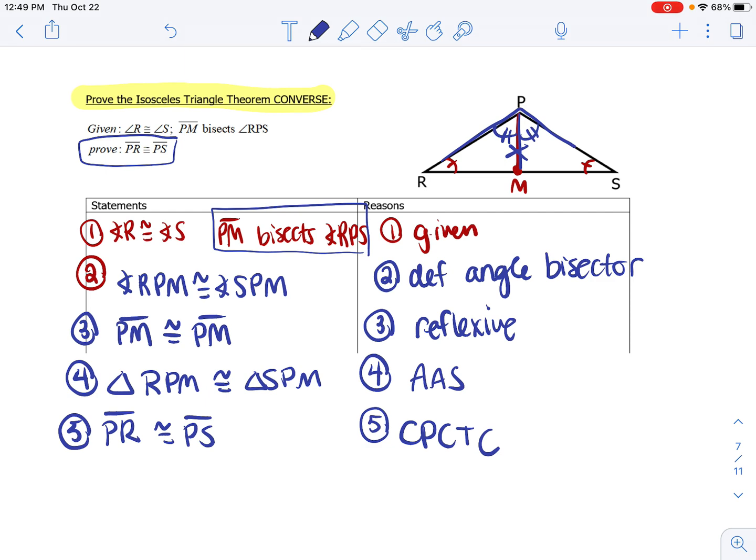So these are theorems. Theorems can be proven, which is why I'm showing us these proofs. But as we use these theorems within future proofs, we can just skip all of the work that we did here and just write isosceles triangle theorem converse.